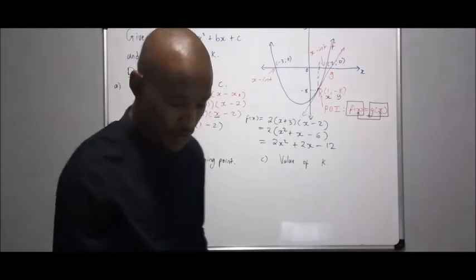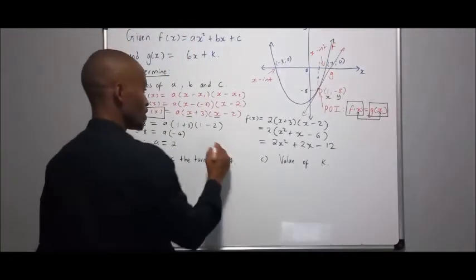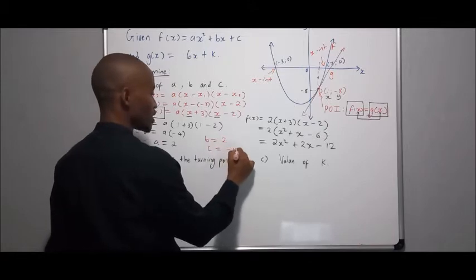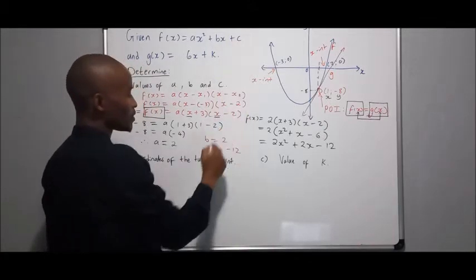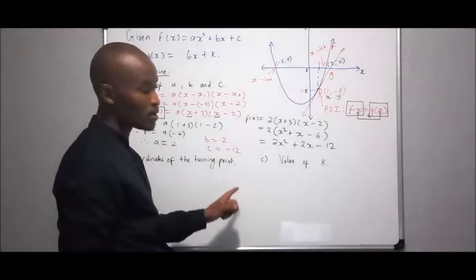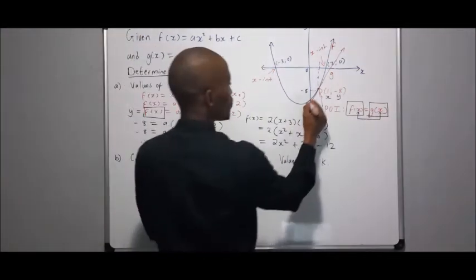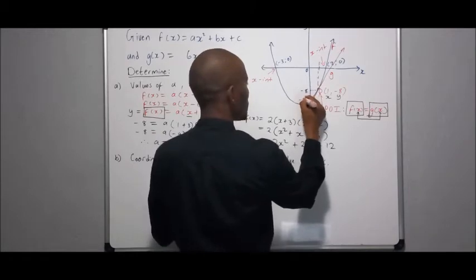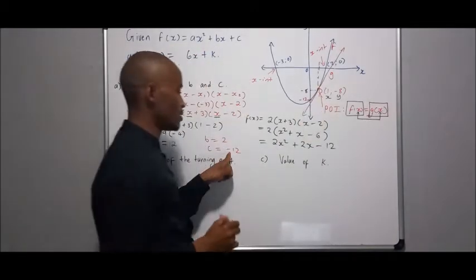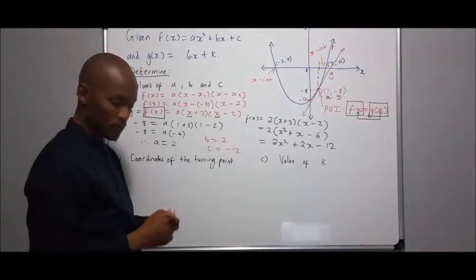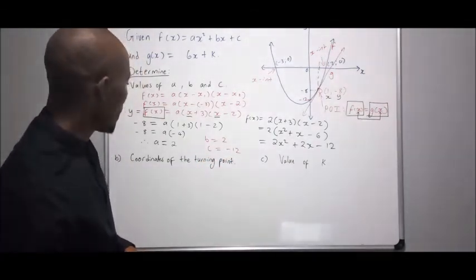So b is equal to 2 and c is equal to negative 12. In standard format, the value of c gives you what? I hear y-intercept, correct. So we are saying that the graph cuts the y-axis here at negative 12. All right, good stuff. We are done with a.